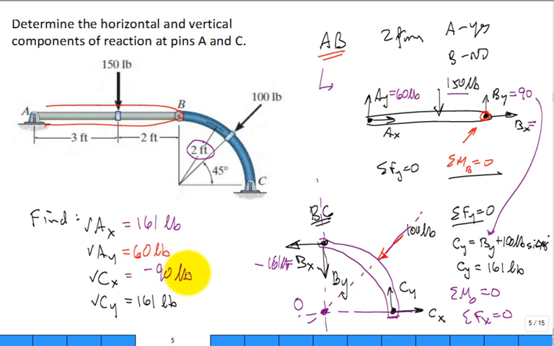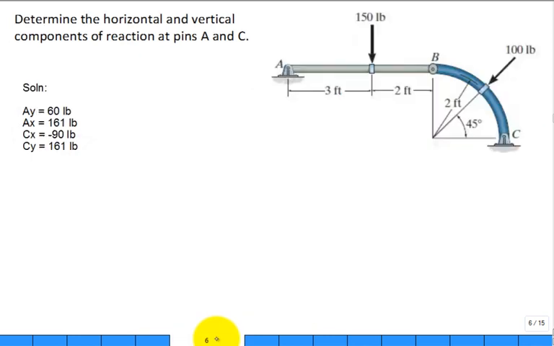All right? That makes sense? All right, that took a little more time than I thought. Let me press forward.